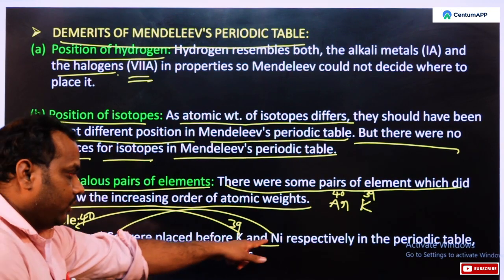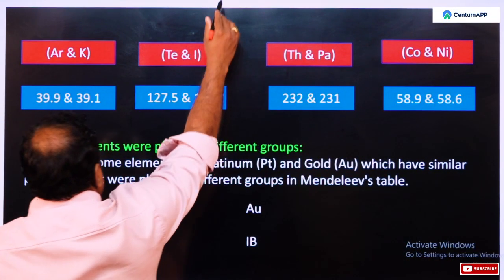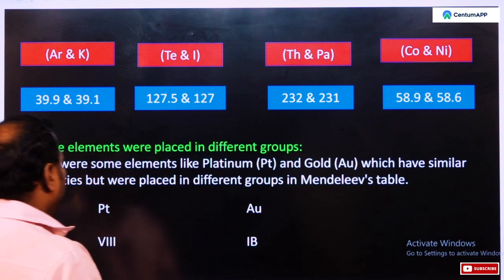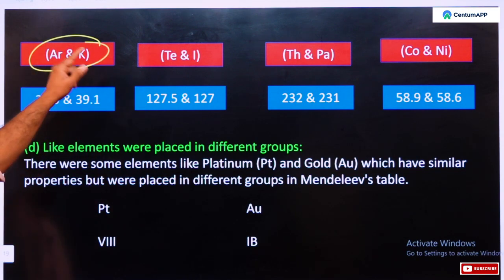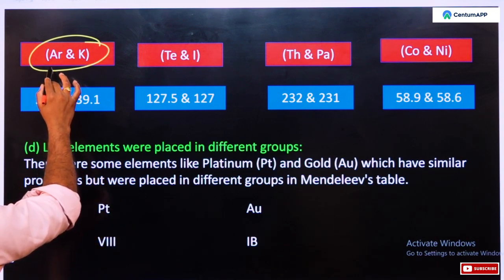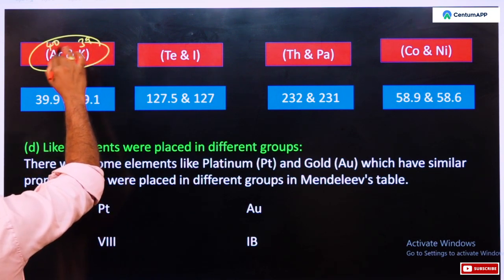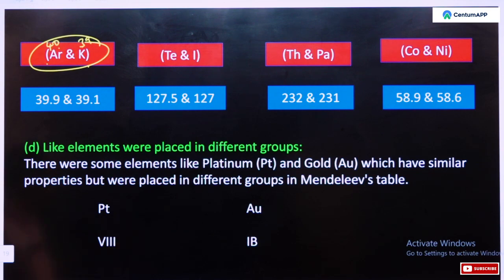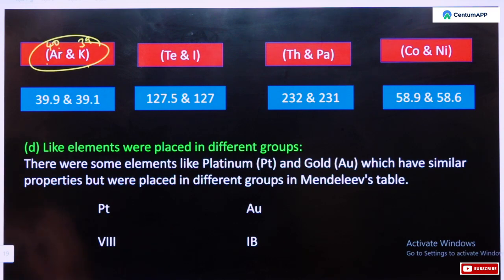Cobalt and nickel are also the same. Some examples given here: argon and potassium, tellurium and iodine, thorium and protactinium, cobalt and nickel. Argon's atomic weight is 39.9, nearly 40, while potassium's is 39. Atomic number increases but atomic weight decreases. That is the anomalous pair.